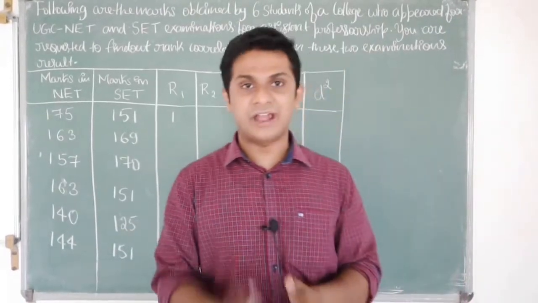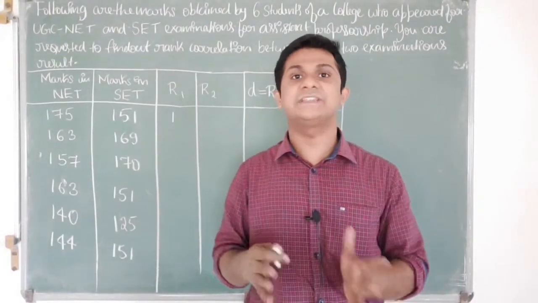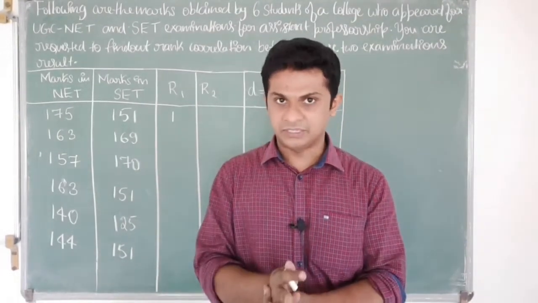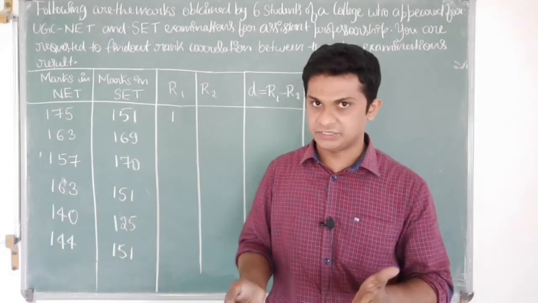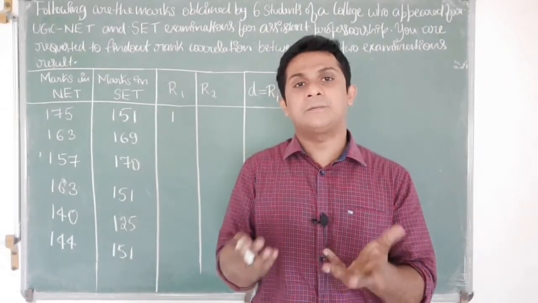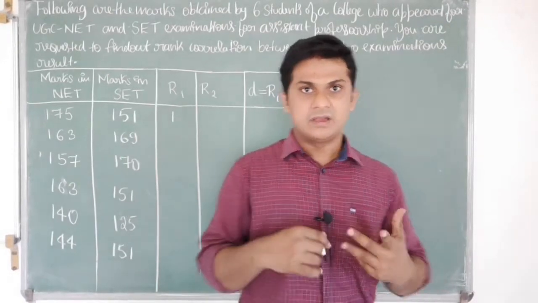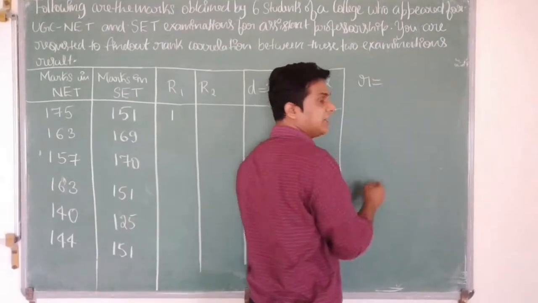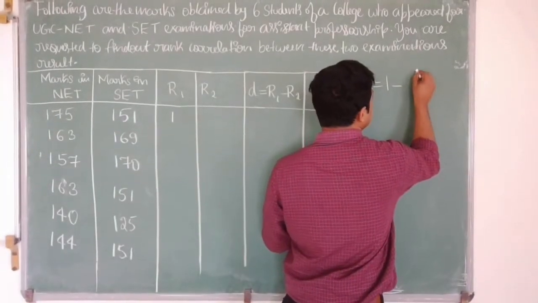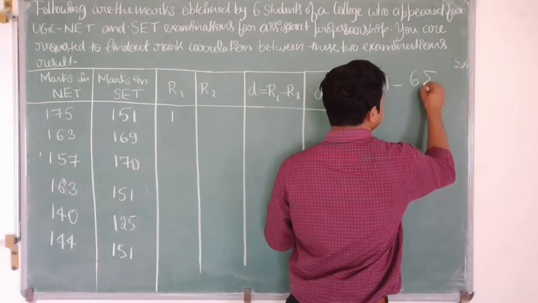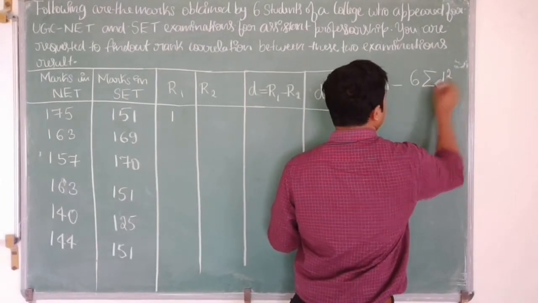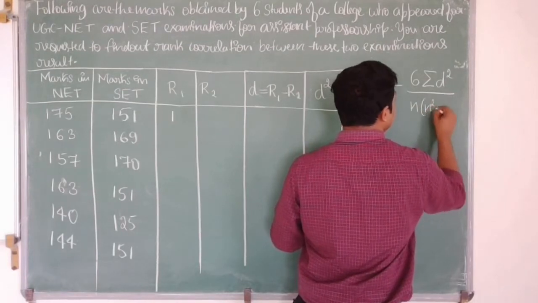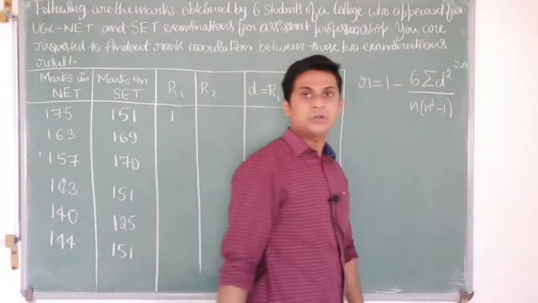When we calculate rank correlation under the scenario of repeated ranks, first of all we have to make a modification to the equation. How we modify the equation is we bring in a new factor. Under normal situation, we use the rank correlation equation as R is equal to 1 minus 6 into sigma D square divided by n into n square minus 1. So this is under normal situation.